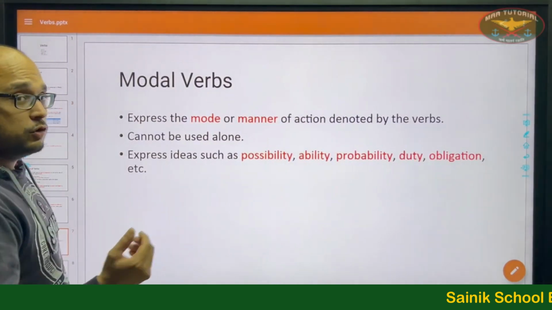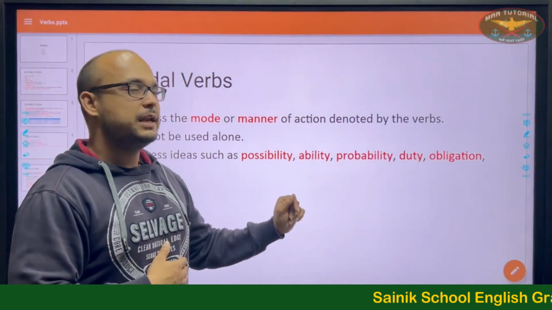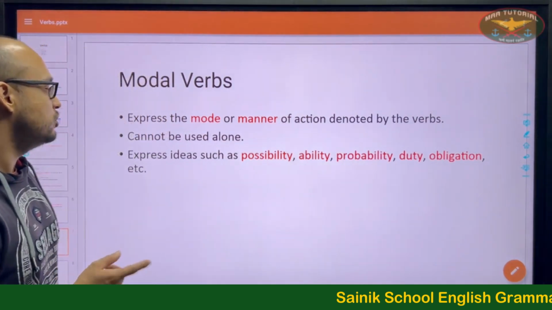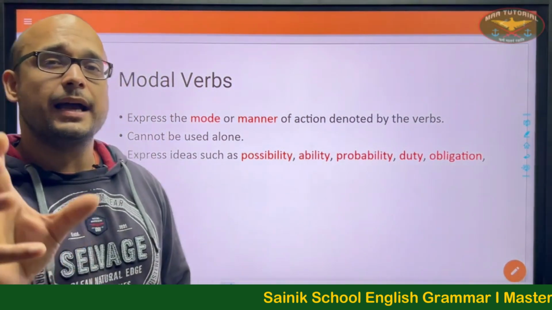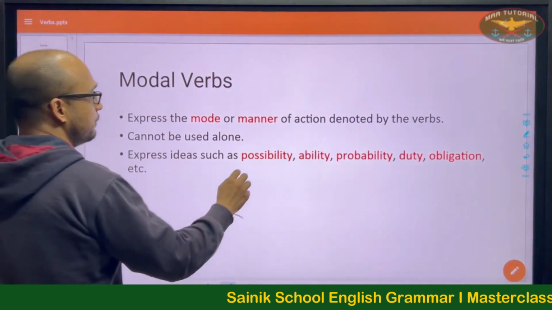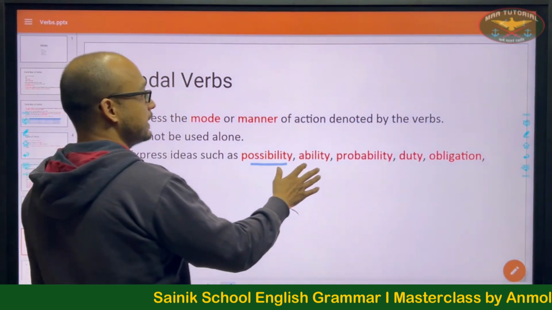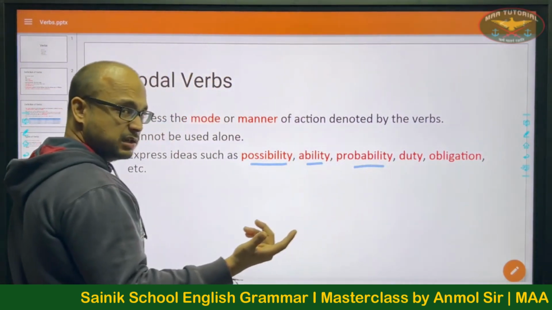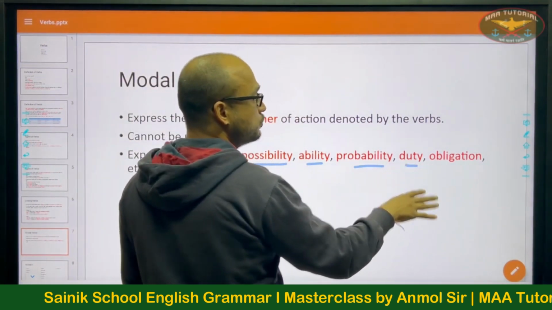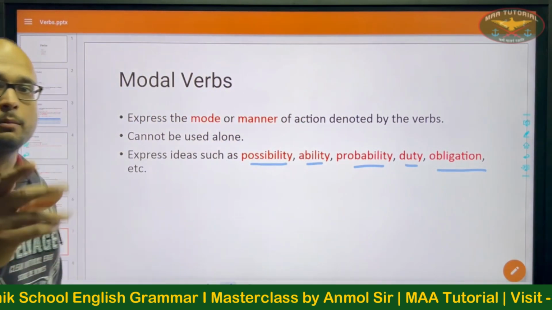So what do modals do? They express an idea. Ideas like possibility, ability, probability, duty, obligation. So modal verbs are used to express ideas. Ideas like possibility, that something is possible maybe. Ability, that I can do something. Probability, that something may happen. Duty, that I ought to do something. And obligation, that I must do something. All of these are modals.